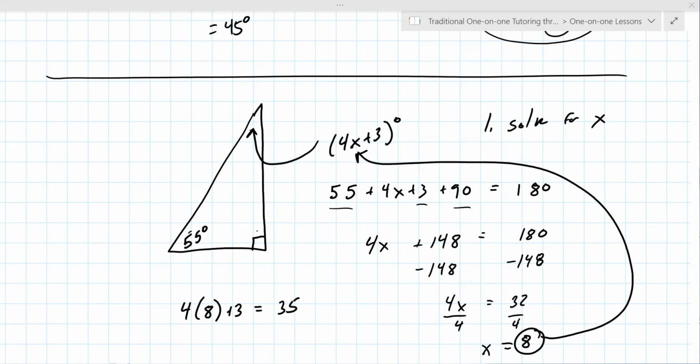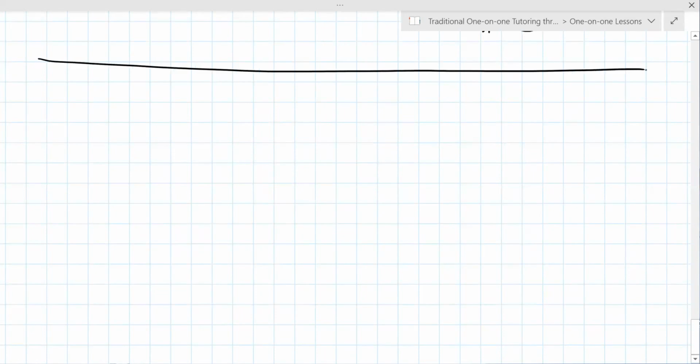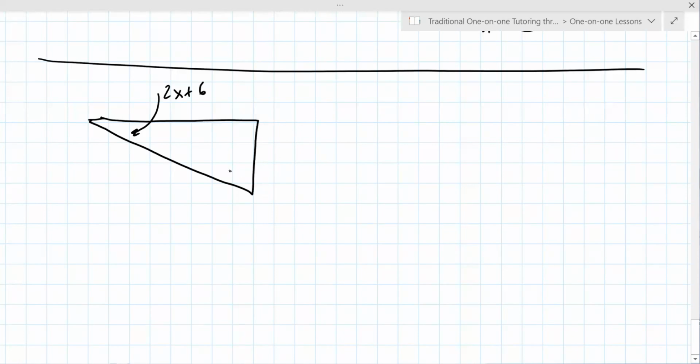Okay, we're doing a new problem here. So here's another right triangle. Let's see here. This one is 2x plus 6. This is 70 degrees, and this is a right angle.